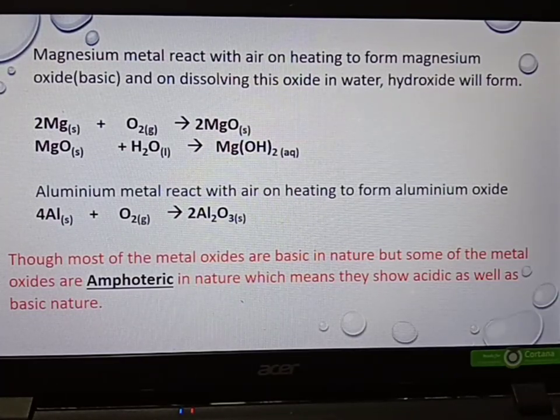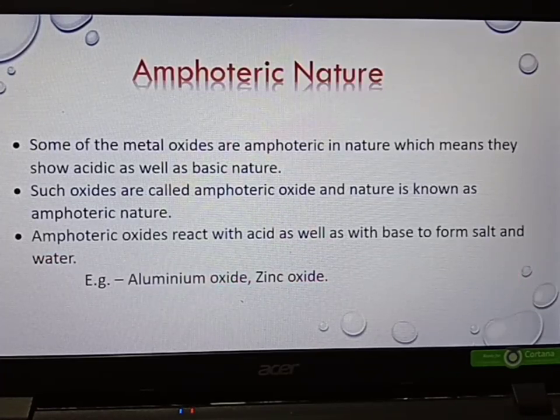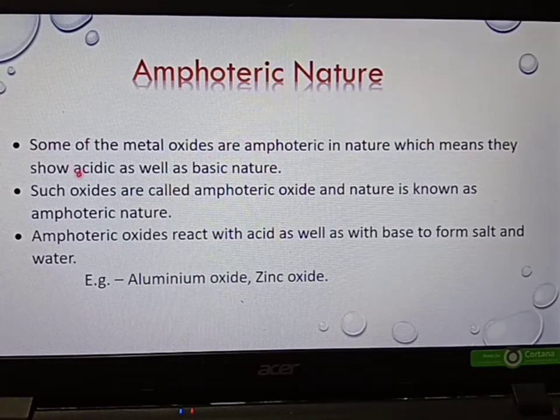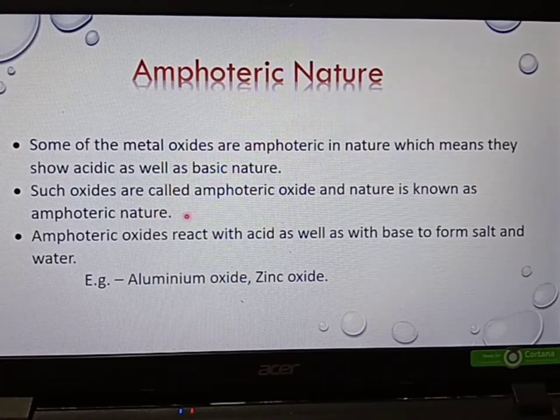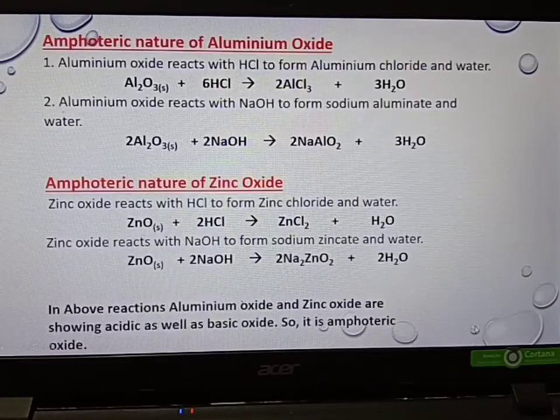Now next, just now I told you about amphoteric nature. Amphoteric nature means the oxide shows acidic as well as basic properties. Such oxides are called amphoteric oxides and the nature is called amphoteric nature. Two examples: aluminium oxide and zinc oxide. Amphoteric nature of aluminium oxide.